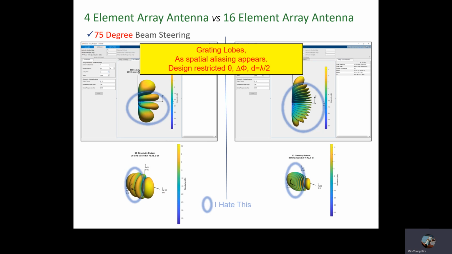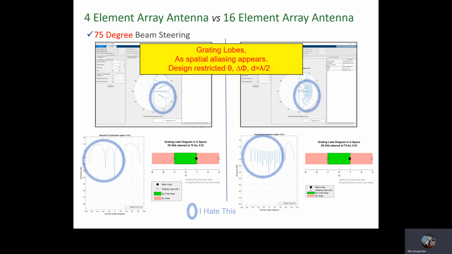Try a more radical beam angle of 75 degrees. Obviously, we can see strange grating lobes appear. Those inside lobes are the result of spatial aliasing. We hate these extra radiating lobes. There is no free lunch in the universe. Phase, theta and element distance are restricted in design. In restricted design parameters, grating side lobes are inevitable.